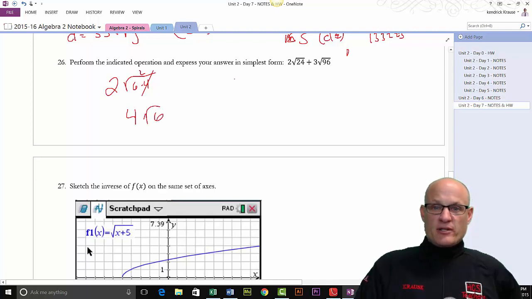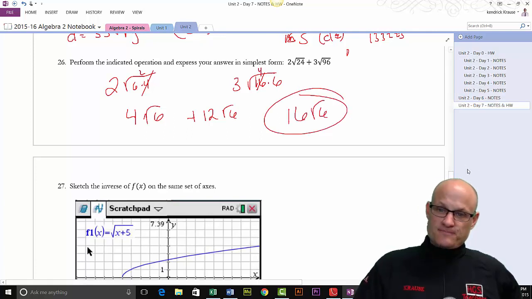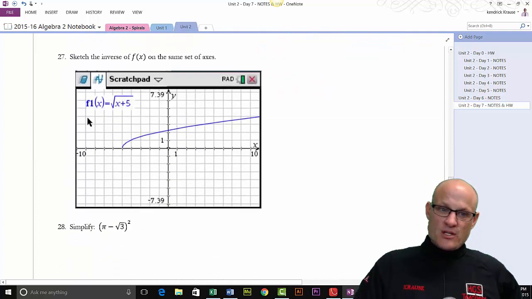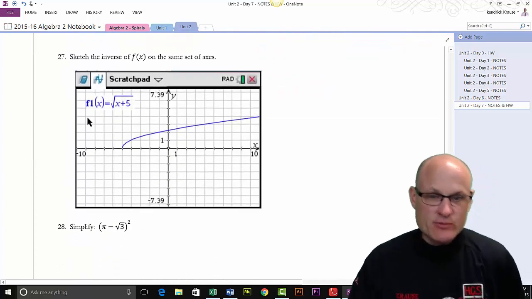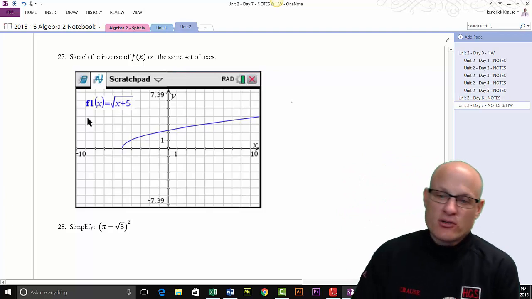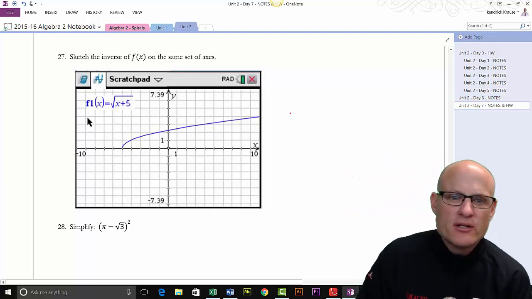And this is going to be 3 radical 16 times 6. Square root of 16 is 4. So I get plus 12 radical 6. And so that is just 16 radical 6. There she is. 27. We're getting close, kids. We're getting close. I think I only got like 75 problems on this problem test.